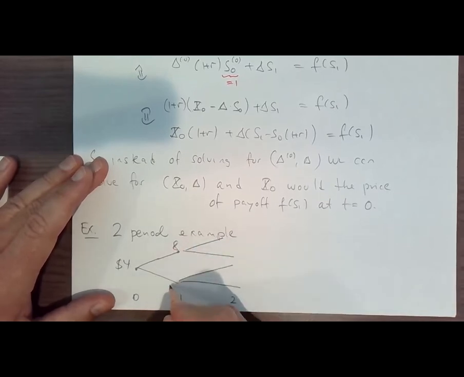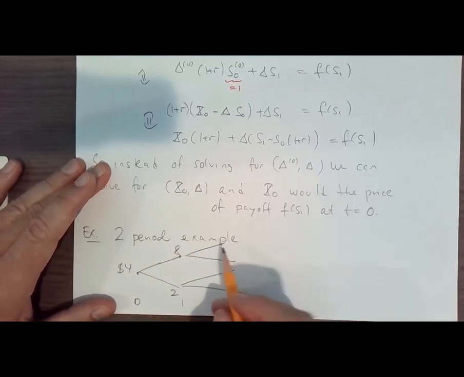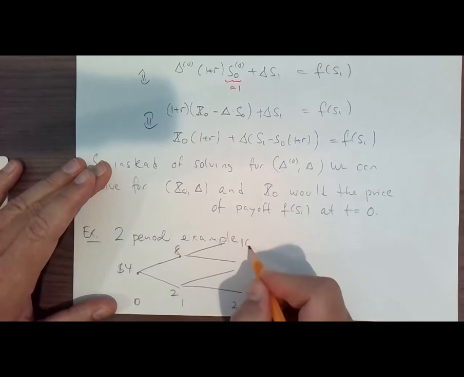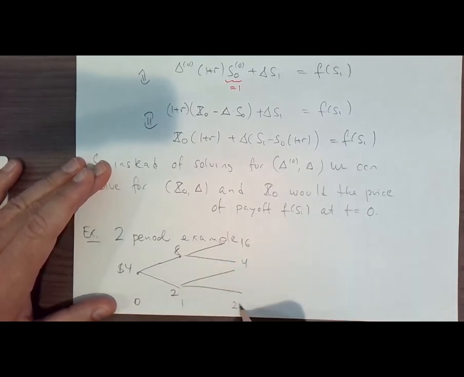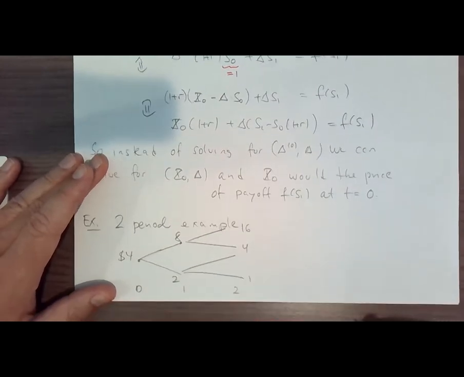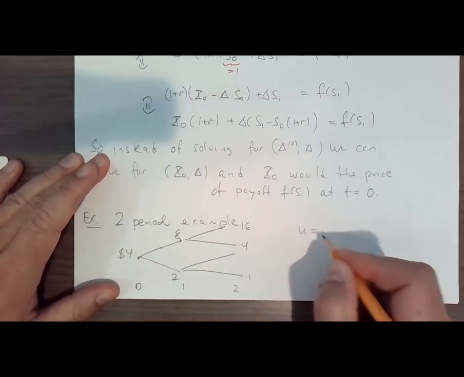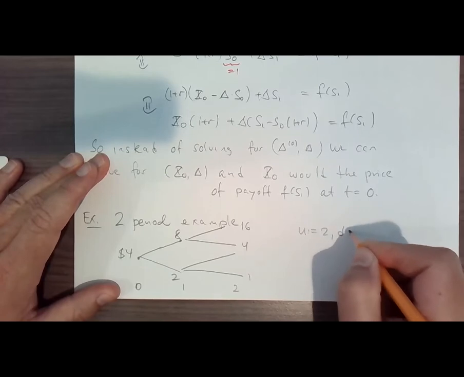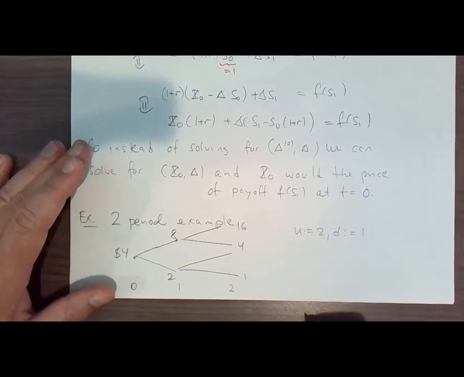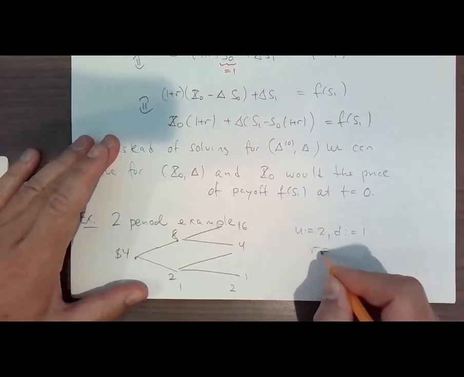8 and 2, and the 8 can go up to 16. The 8 can go down to 4. The 2 can go up to 4, and the 2 can go down to 1. So we will have here that U is equal to 2, D is equal to 1, and I think he puts the interest rate to be a quarter.